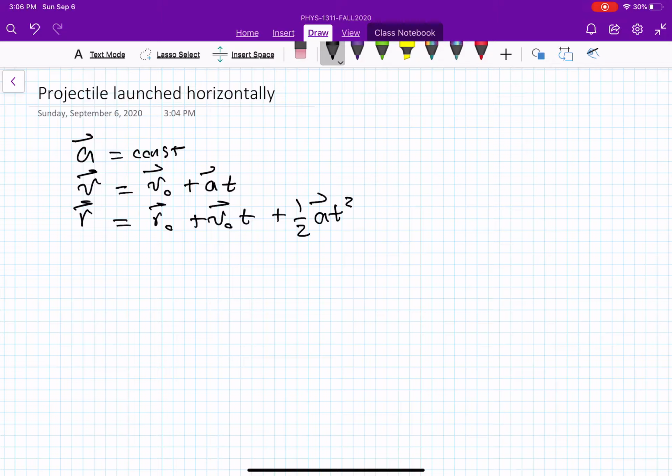And what you have to remember is that each of these is really shorthand for three different equations. And for projectile motion, we don't really care about the z direction. We're just going to assume that the entire motion is in the xy plane. So we can always reorient our axes so that the motion is in the xy plane. And so the basic picture is going to look like this.